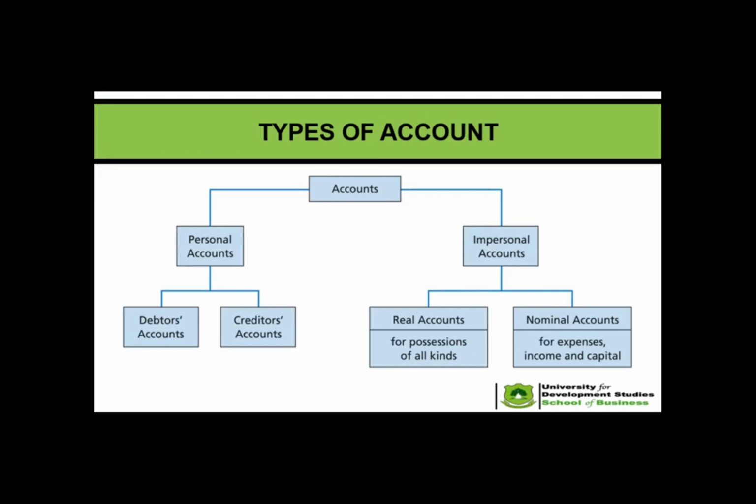It contains the account of what? Natural persons. Those that we buy goods from. They are not artificial human beings. They are natural persons. So it contains the account of all natural persons, those we buy from and those we also sell to. Good. Then we have impersonal account. Under the impersonal account, we have accounts that are real account, and also what? Nominal account.